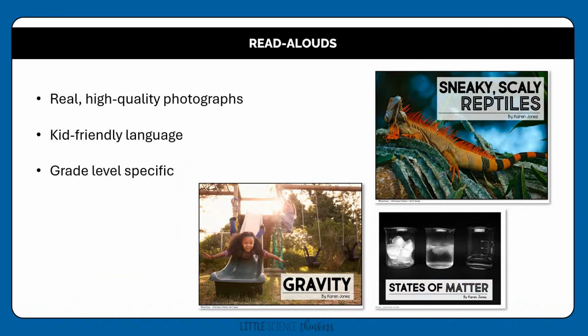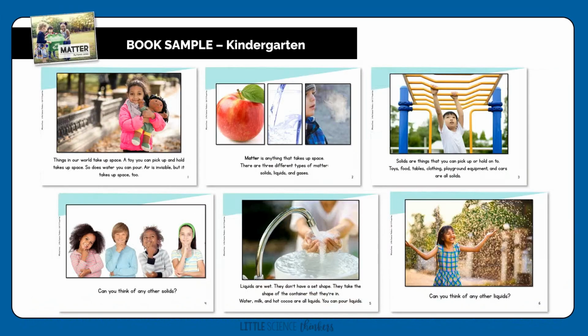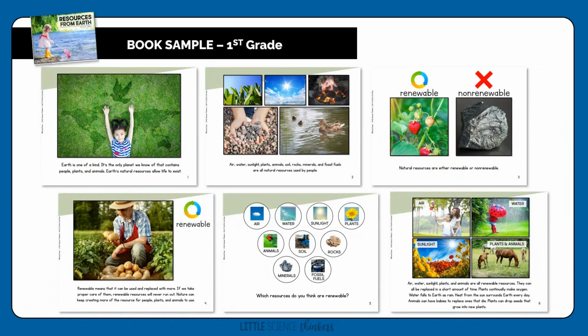The books do use real high quality photography. There's no AI photos in any of these books. And here's a few example pages I'm going to go through. This is a kindergarten level book from the Unit 3 Properties of Matter unit. As you can see, the texts are written in very kid-friendly language meant to explain more complex science topics in ways that the students can understand, at their level. So in this book, they're learning about solids, liquids, and gases, what matter is.